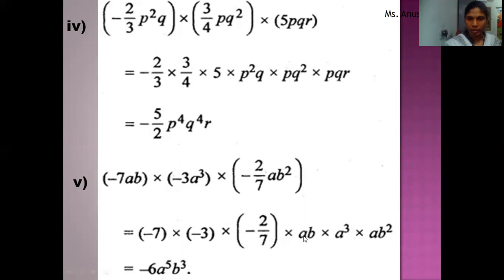And how many a's are there? A into a cube into a, so a power 5, and b into b square, b cube. Okay. So final answer is minus 6 a power 5 b cube.